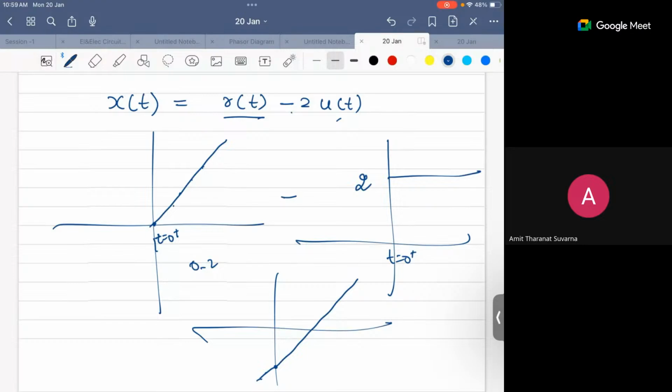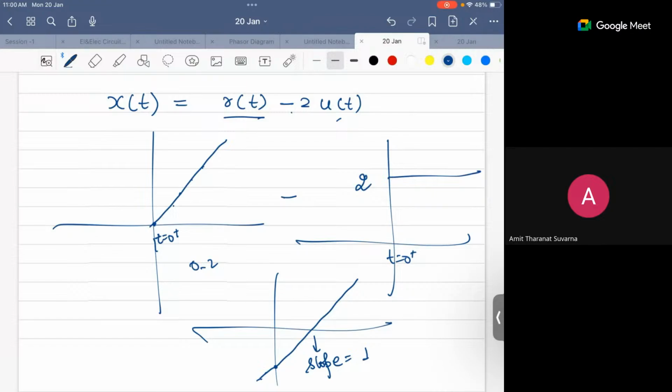Yes, sir. Okay, so what is the slope of this function? 1 only, right? The slope will be 1, and the magnitude is getting reduced by 2. Correct. Whenever we have the same points, at that time we have to subtract the magnitude.